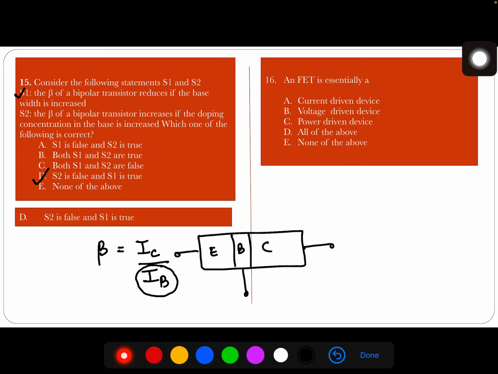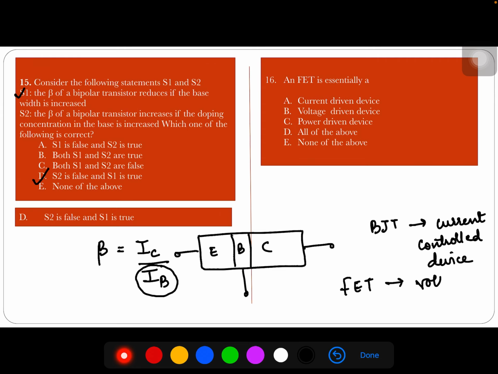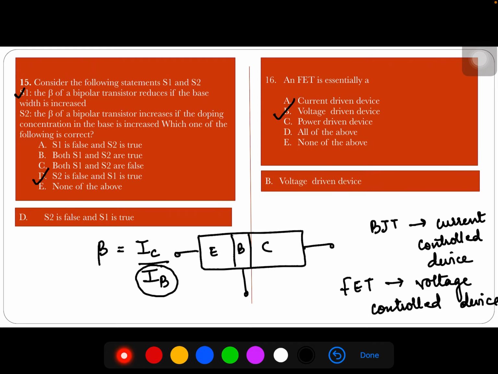Next question, an FET is essentially a current driven device, voltage driven device, power driven device, all of the above or none of the above. See, if you remember, BJT is a current controlled device because all the output parameters depend upon input current. And FET is just the opposite, that is, it is a voltage controlled device as all the output parameters depend upon the input voltage. So FET is a voltage driven device. Option B is the correct.